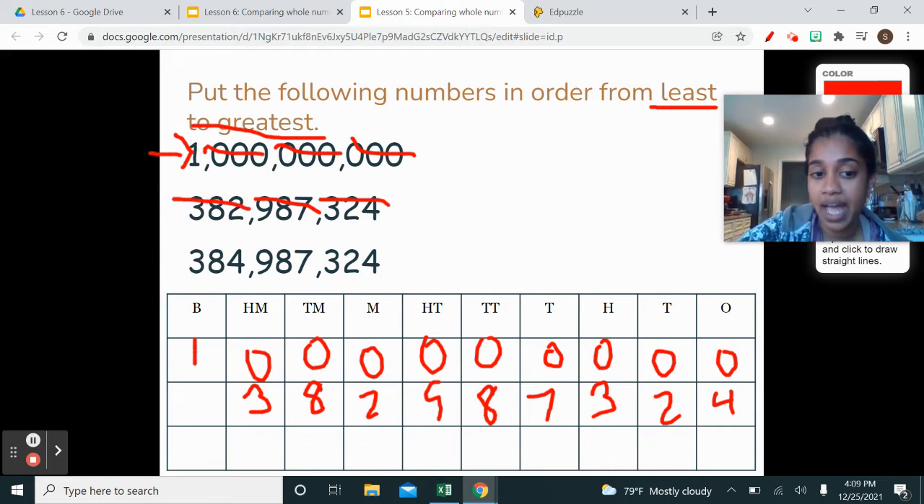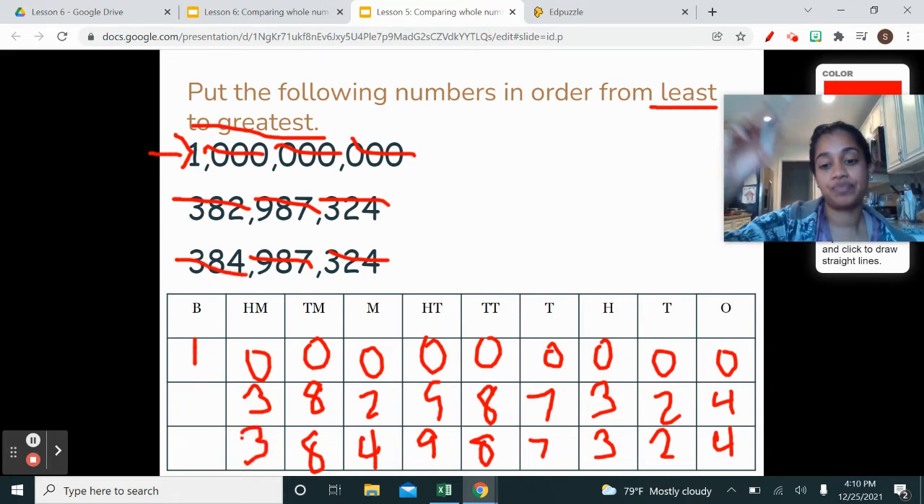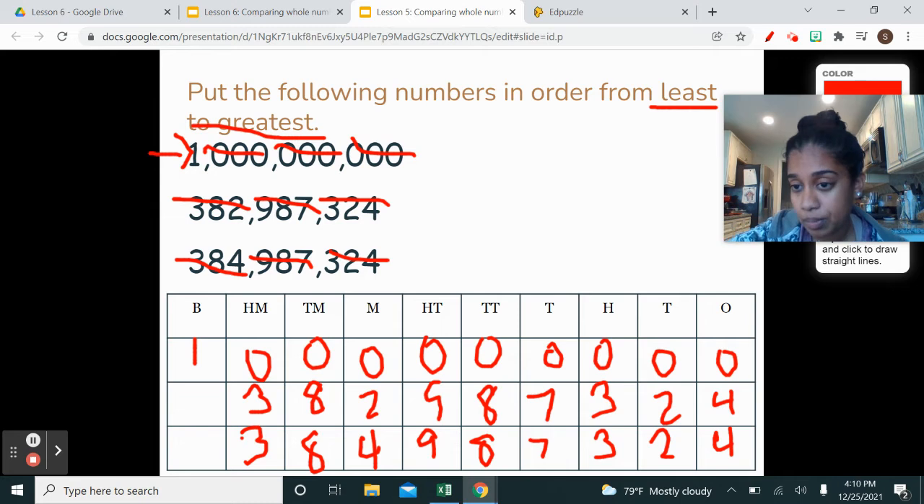And then the last number that we have is 384,987,324. With this one, I also have 4 ones, 2 tens, 3 hundreds. Then I have 7 thousands, 8 10,000s, 9 100,000s. And then I have 4 millions, 8 10 millions, and 3 100 millions. Now I have all my numbers in their appropriate place values on my table.